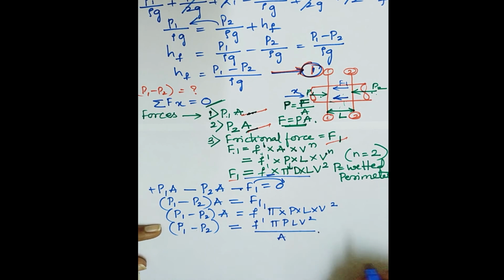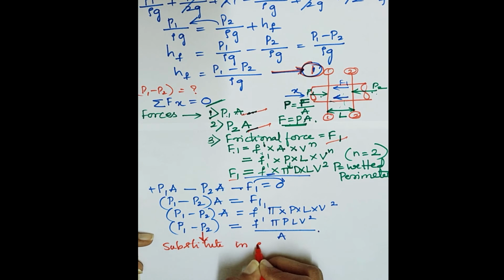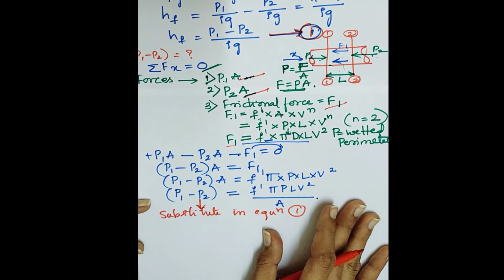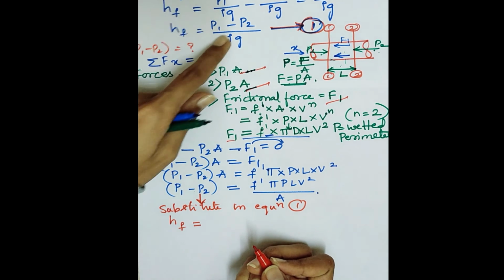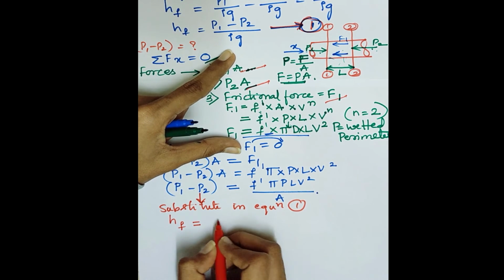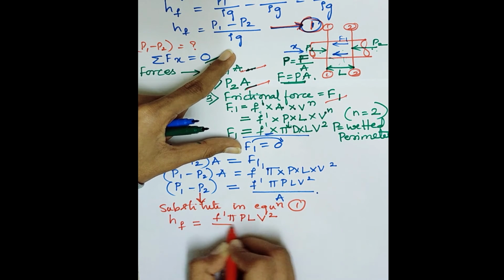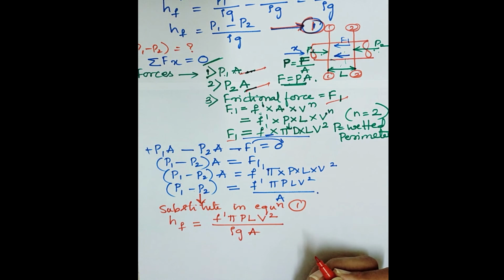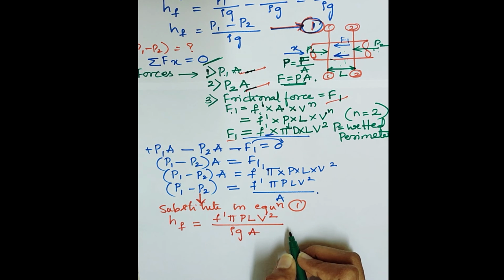We will substitute this in equation 1. Equation 1 is HF is equal to P1 minus P2 by rho g. So P1 minus P2 is F dash P L V square divided by rho g, and A again will go to the denominator. So in this equation, we'll substitute.